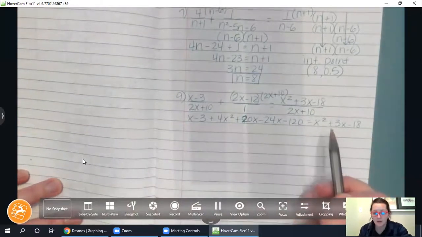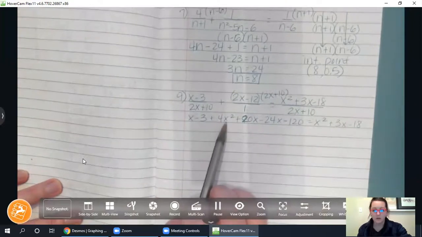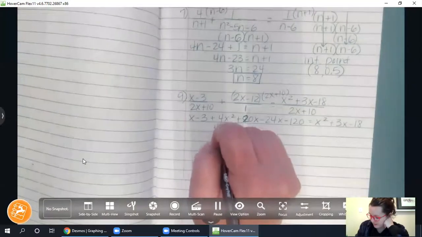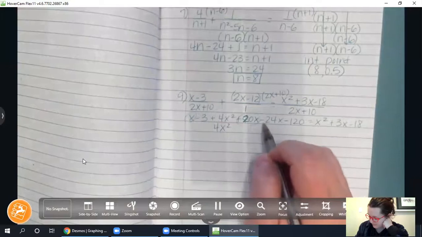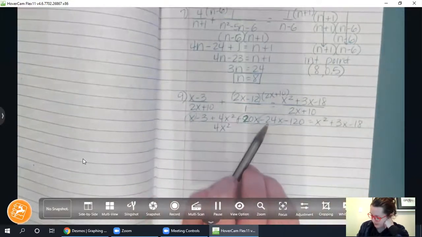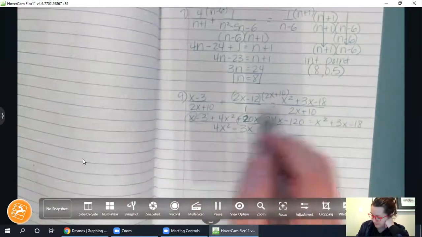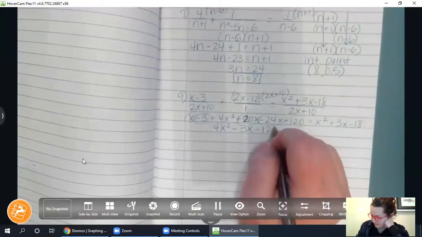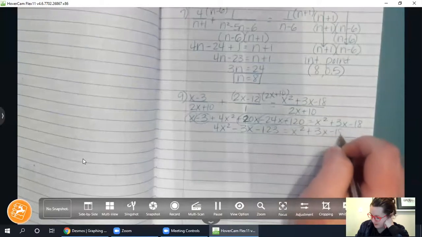Anytime that you have something long like this, always write it with your largest exponent first, and that could help. So I have 4x squared. Let's put all of our x's together. We have 1x plus 20 is 21, minus 24 is what, negative 3x. Then on my numbers, negative 3 and negative 120 is negative 123 equals x squared plus 3x minus 18.